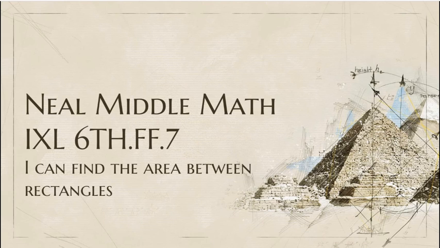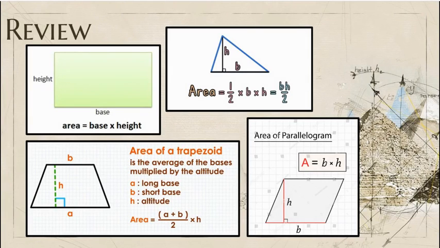As a quick review, remember that the area of a rectangle is the base times height. The area of a parallelogram is the same. The area of a triangle is the base times height, and then you divide it by 2. And the area of a trapezoid is like a triangle, but there's two bases, the short one and the long one. You have to add the bases together, then multiply times the height, and then divide by 2.